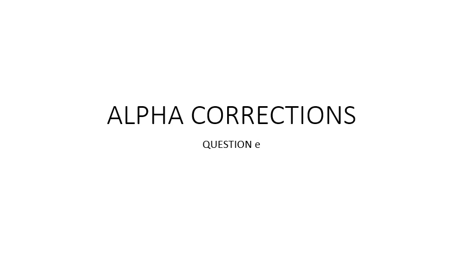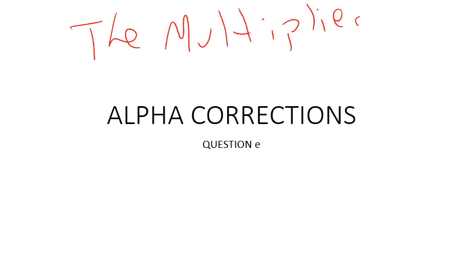Alpha corrections, question E. This problem revolves around the multiplier. This is really the basis of the so-called Keynesian revolution of the 1930s. Okay, let me go to the next slide.